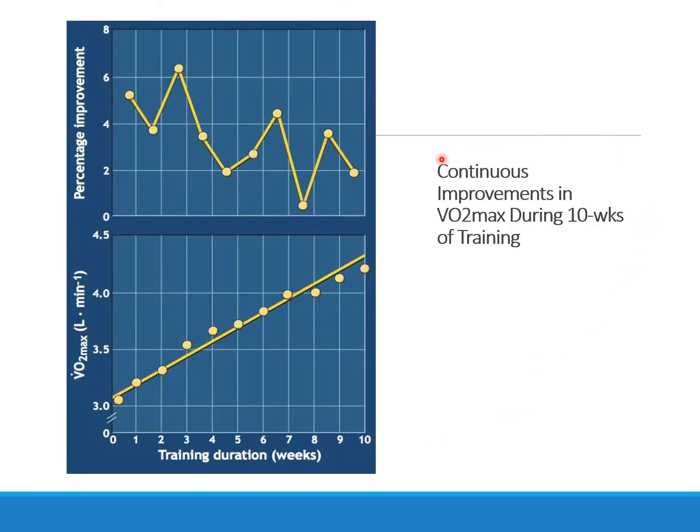Now you can see that we get these continuous improvements in VO2 max during 10 weeks of training. Now, 10 weeks of training is not super long if you're an elite athlete, but if you're untrained, you can see that if you're training, you're going to start to see this linear increase in your VO2 max. And eventually what will happen is that will start to level off as they reach those genetically predisposed maximums.